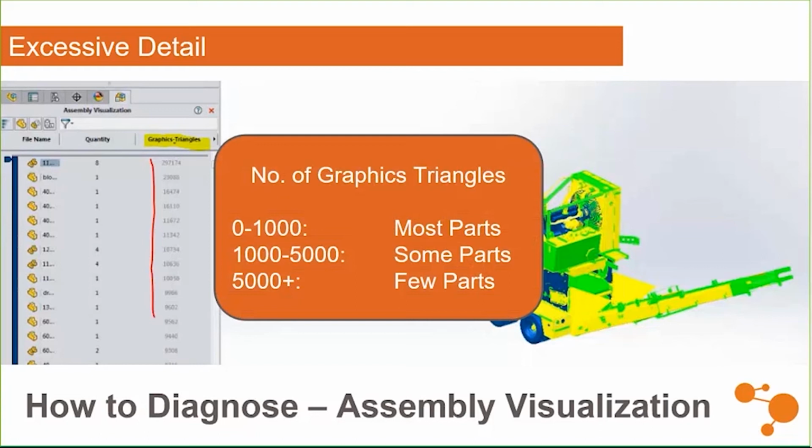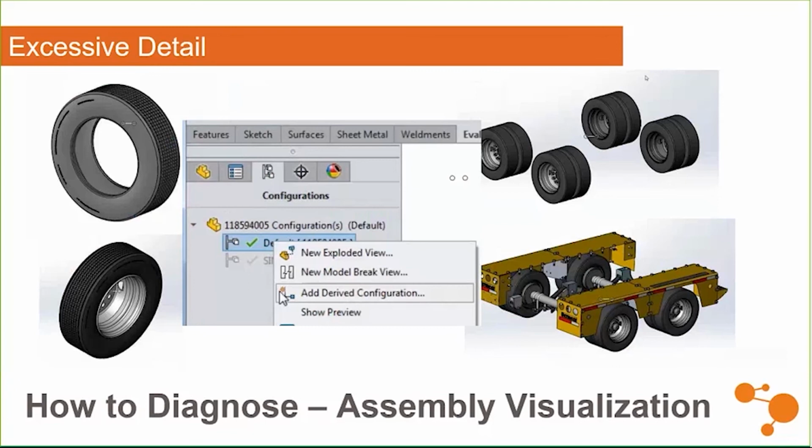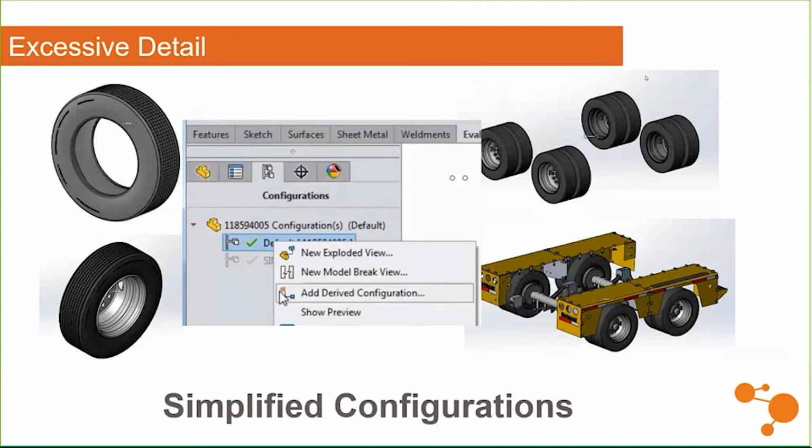Some parts are going to be in that 1,000 to 5,000 range, but very few parts should be at that 5,000 plus range. Okay, so if you look at the screenshot over to the left, again, different part, eight of them, 297,000. That's crazy ridiculous, and we want to start doing some investigation. So again, if we look at our tire example, kind of like we did earlier, you're probably going to want to look at suppressing those features if possible.